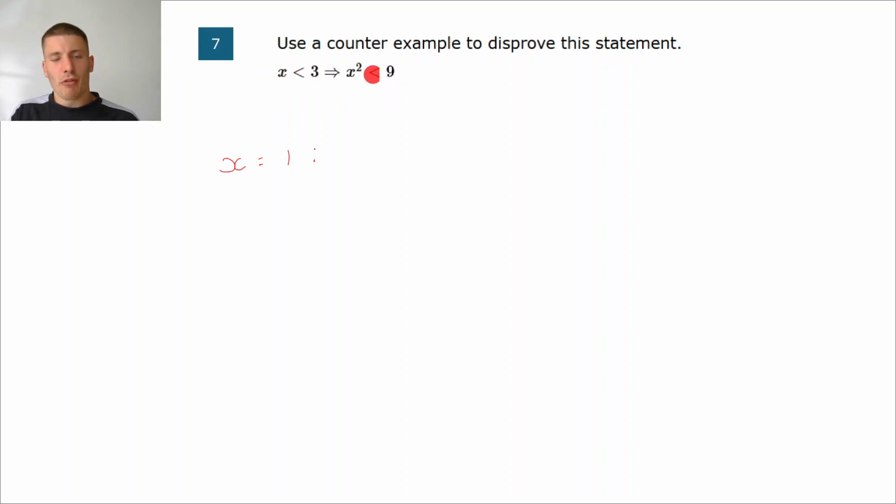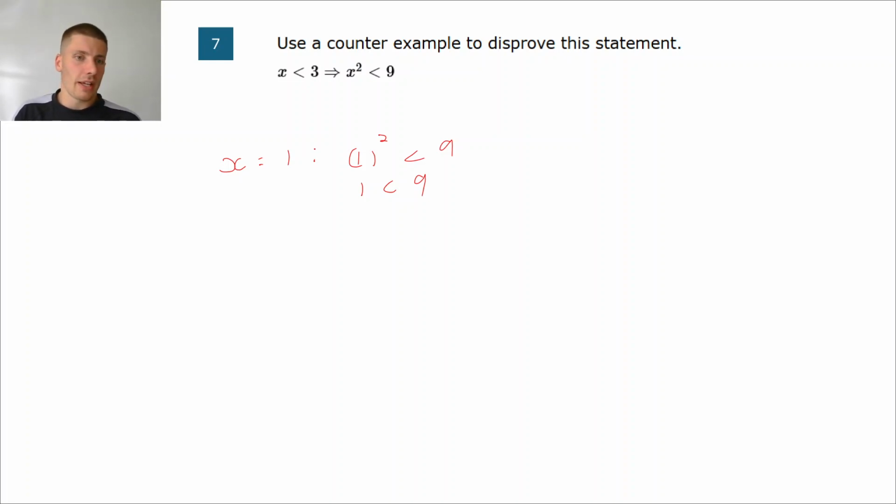If I put this into my right hand side, what's x squared? It's going to be 1 squared, which is less than 9. So 1 is less than 9. Well, unfortunately, that statement is true. 1 is less than 9. I haven't disproven anything yet, but there are many more numbers less than 3. What about your negative numbers? So maybe you're thinking now, right, I'm thinking on the right lines here.